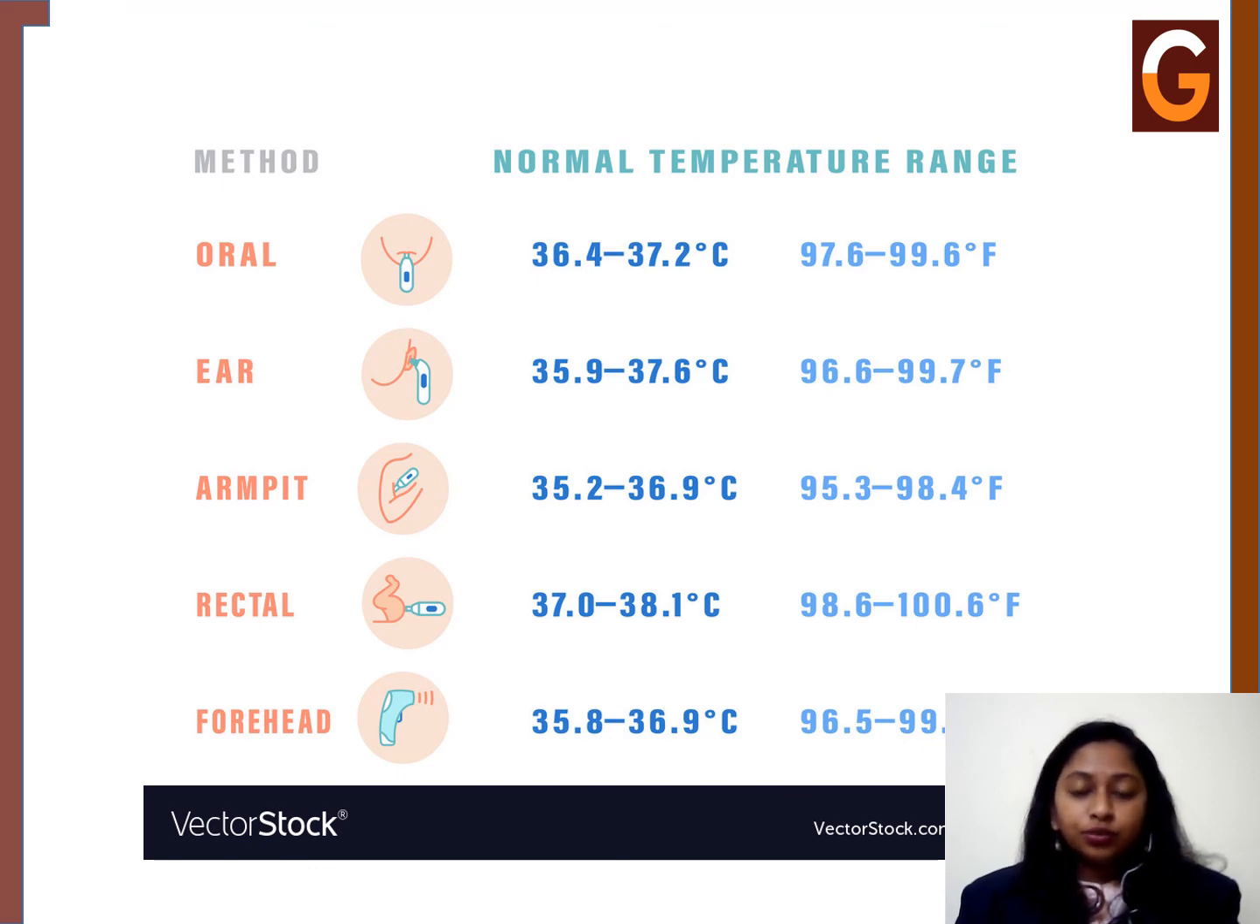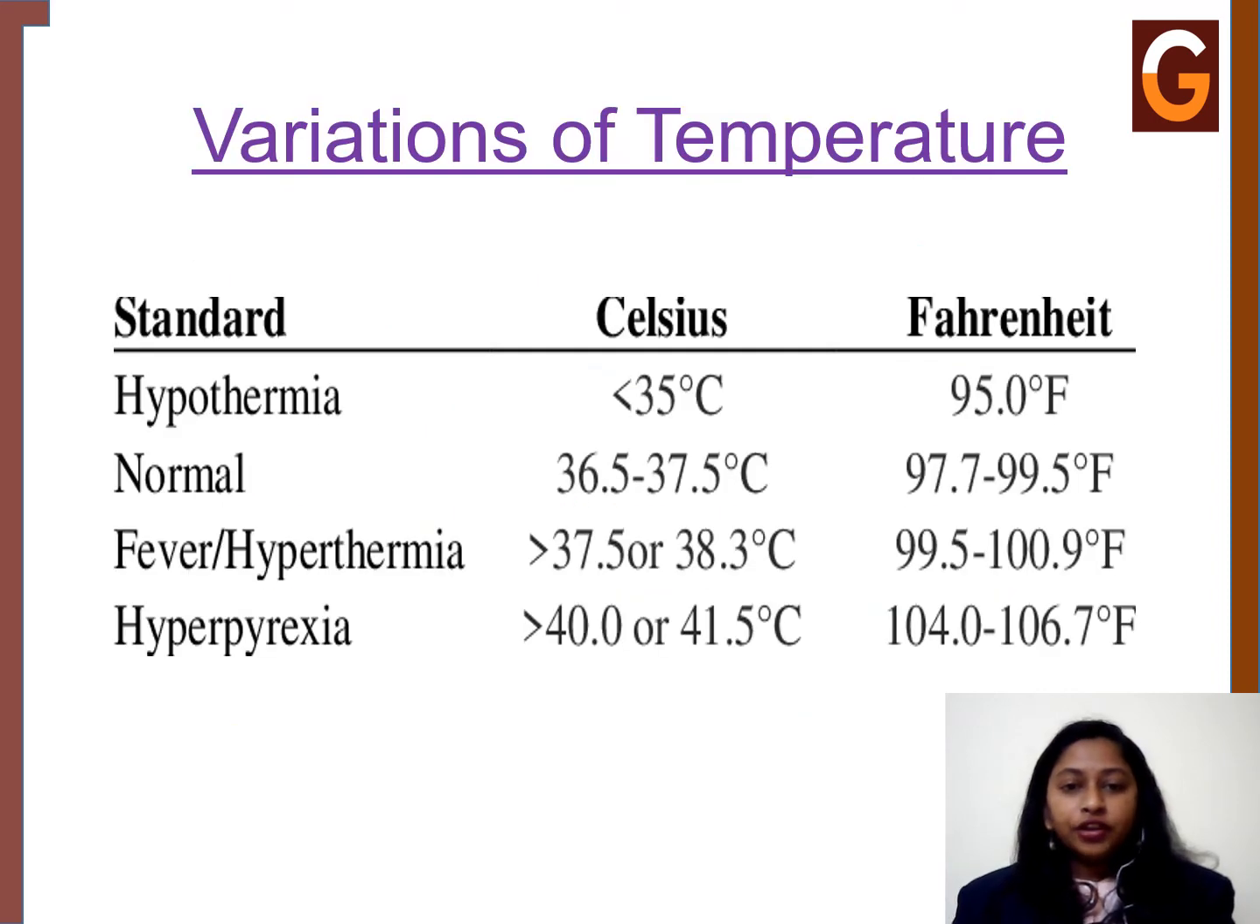Now let's move to the variation of temperature. Here we have given four different conditions. Hypothermia means the temperature of the body is very low. Normal is where we have a normal amount of temperature. In fever, it is a little bit elevated above normal. And hyperpyrexia; pyrexia is nothing but fever, so this is a high-grade fever.